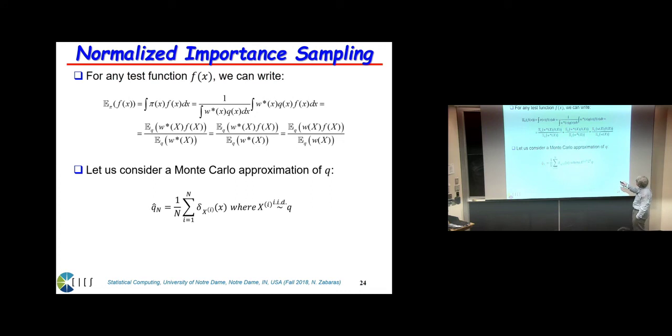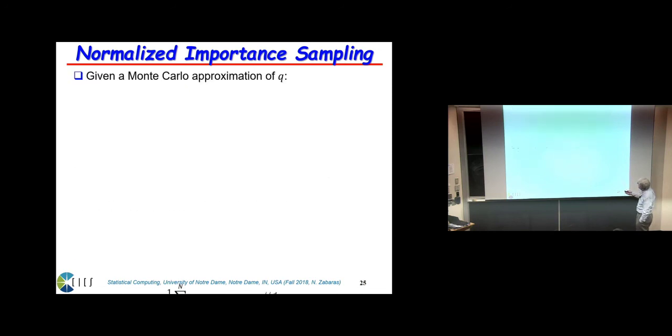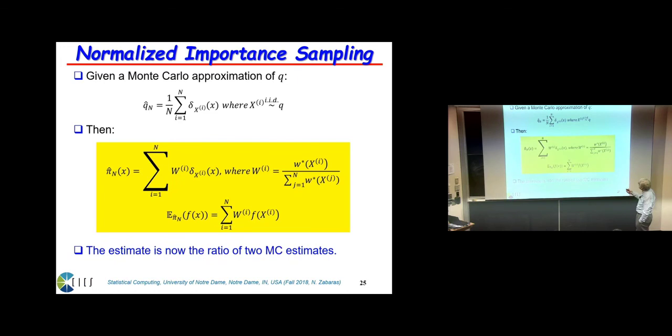This will give me a summation, with Monte Carlo, 1 over n summation of W star at all the xi's. And here I'm going to have summation over i of W star xi times f at xi. So this term divided by the whole summation will give me normalized weights. So the Monte Carlo approximation of pi looks like this, and the weights that are used here are the normalized weights.